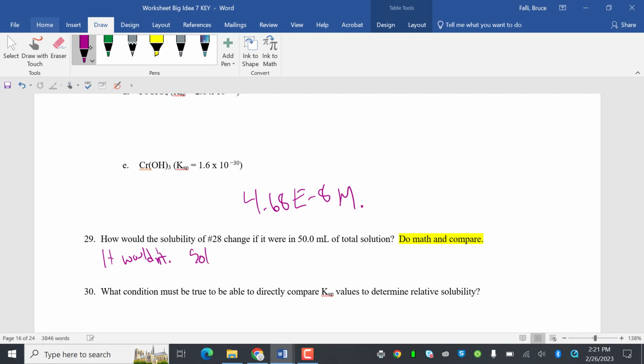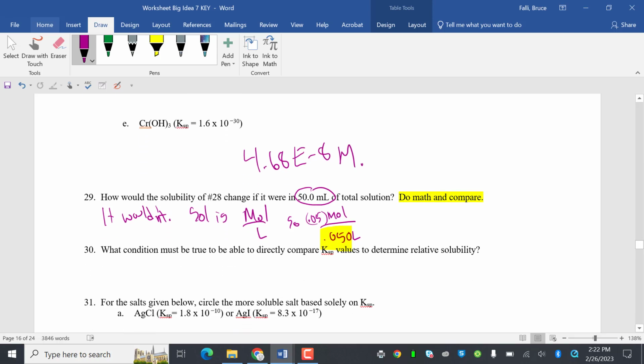Solubility is moles per liter. So if I did moles over 0.050 liters, notice how that would be 50 milliliters, what would happen is, in order to make this divided by 0.05, I would have to multiply by 0.05, right? So I multiplied the bottom by 0.05, so I'd have to multiply the top by 0.05 as well.